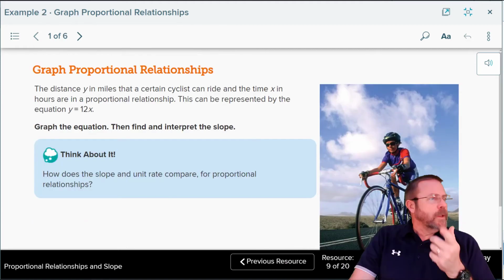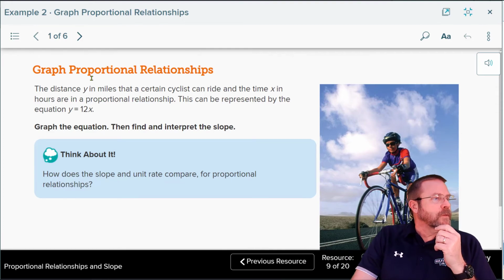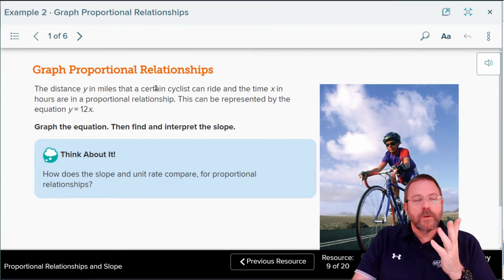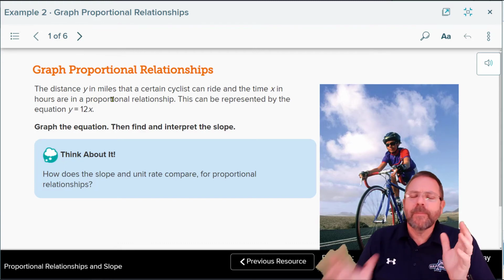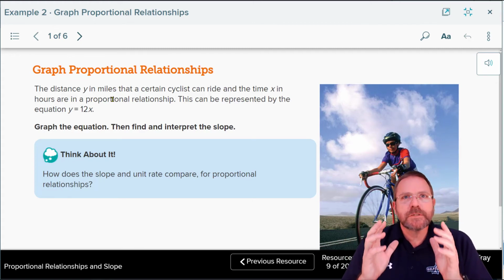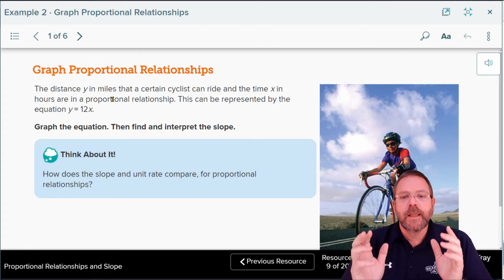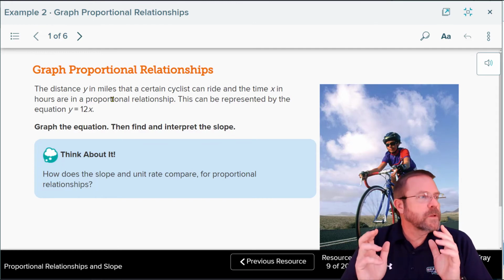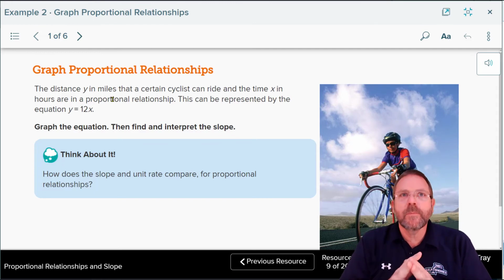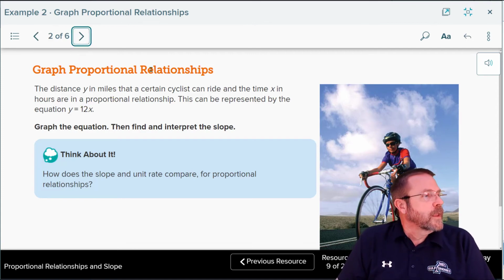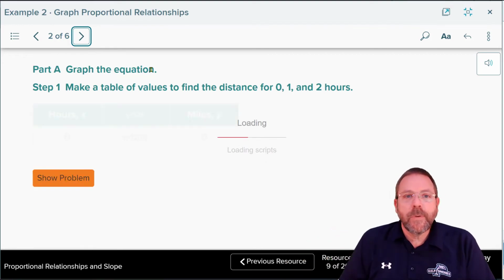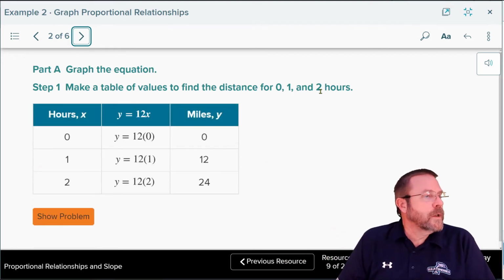Easy math. Now in example 2, we say that the distance y in miles a certain cyclist can ride in a time x in hours is a proportional relationship. That means that cyclist rode the same exact speed every single time. Every hour they were traveling the same number of miles per hour. The equation that they have here is y is equal to 12x. And what they want us to do is apply this for 0, 1, and 2 hours.